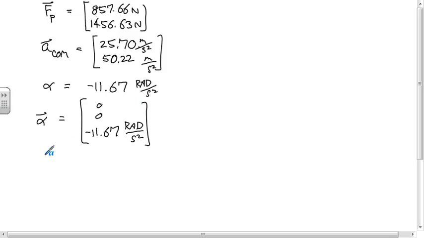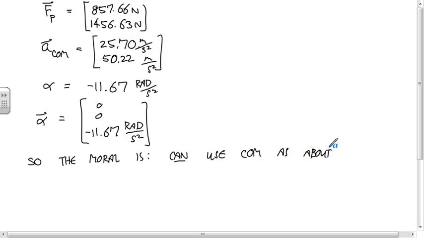So the moral of this story is you can always use the center of mass. You can use the center of mass as your about point when you have a fixed point. But don't.